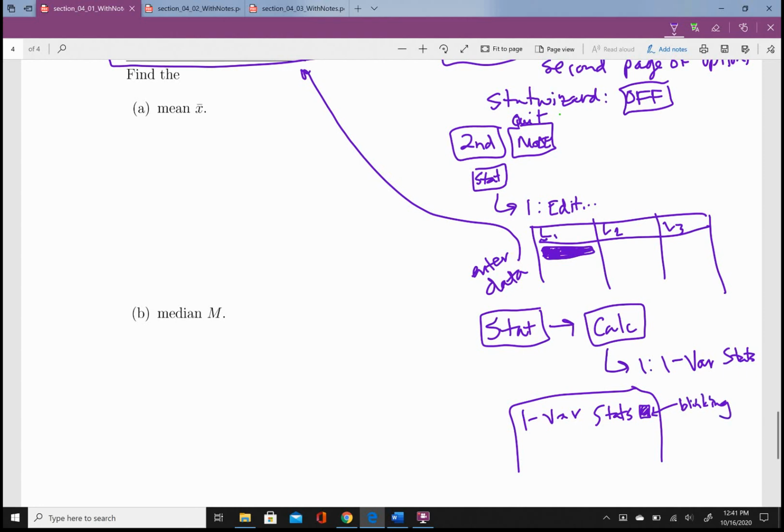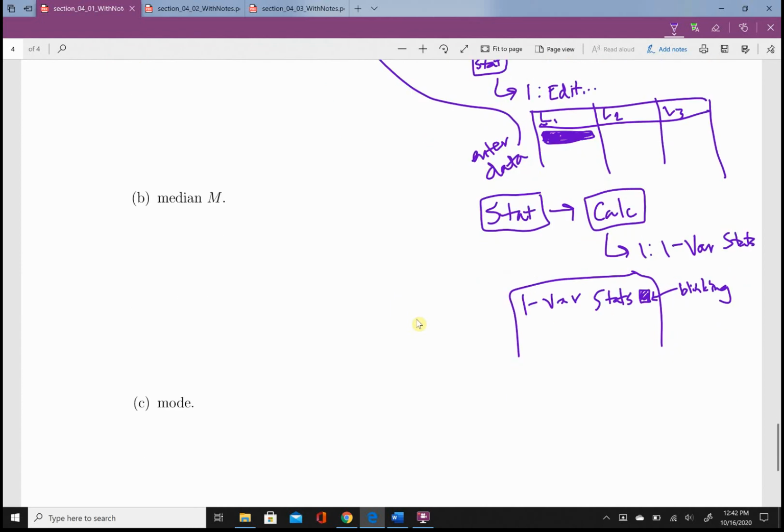And here the blinking thing is just where you would put the name of the column that you put the data in, but lucky for us, we put our data in L1, the very first column in the edit screen, right? So if you just simply press enter at this time, you're going to get the data that you seek. And so it'll look like this.